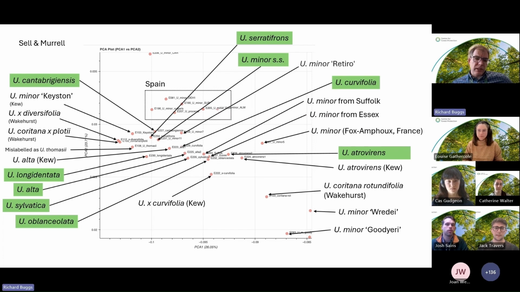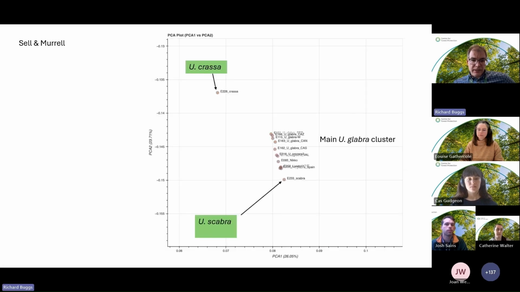And if we look very closely at the cluster where the Sell and Morell species are falling, we can also see that they're falling with other individuals from the UK and indeed from France that have been labelled as Ulmus minor. Also note that Reddii and Goodyearii fall very close to this cluster as well. And here are the 2 Sell and Morell species that fall near glabra. They are slightly differentiated, but within the realm of what we would call glabra.